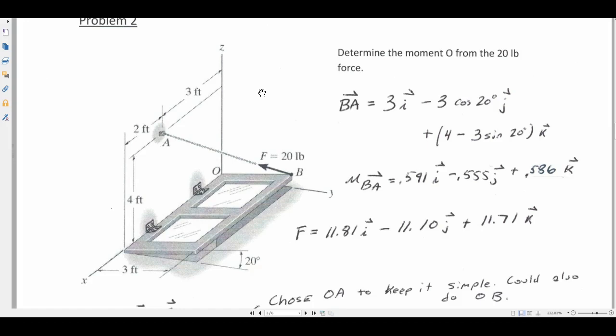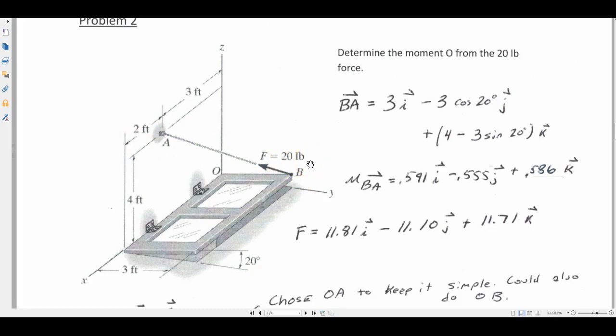You do the component method for the 2D problems, not for the 3D. For 3D, you've got to use R cross F. That's just the way to go. So how do we do it? Well, we have to figure out how to turn this 20-pound force into IJK components. So how do we turn the 20-pound force that goes from B to A into IJK components?